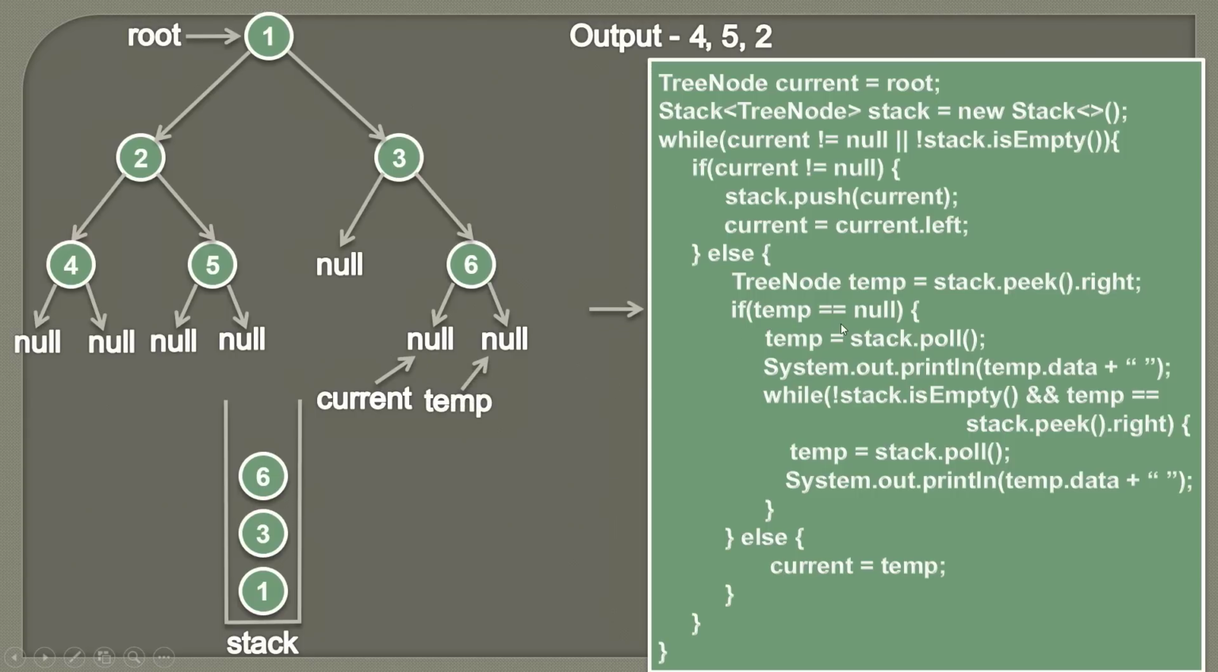And here we are providing this check that if temp is equal to null, which means that current is pointing to null, and whatever its parent is, its right is also pointing to null. So we can safely visit this node, which is the parent. So how we can safely visit that node is, first we'll pull that element out of the stack. So 6 will be pulled out and temp will point to 6. We will visit this node. So 6 will be visited.